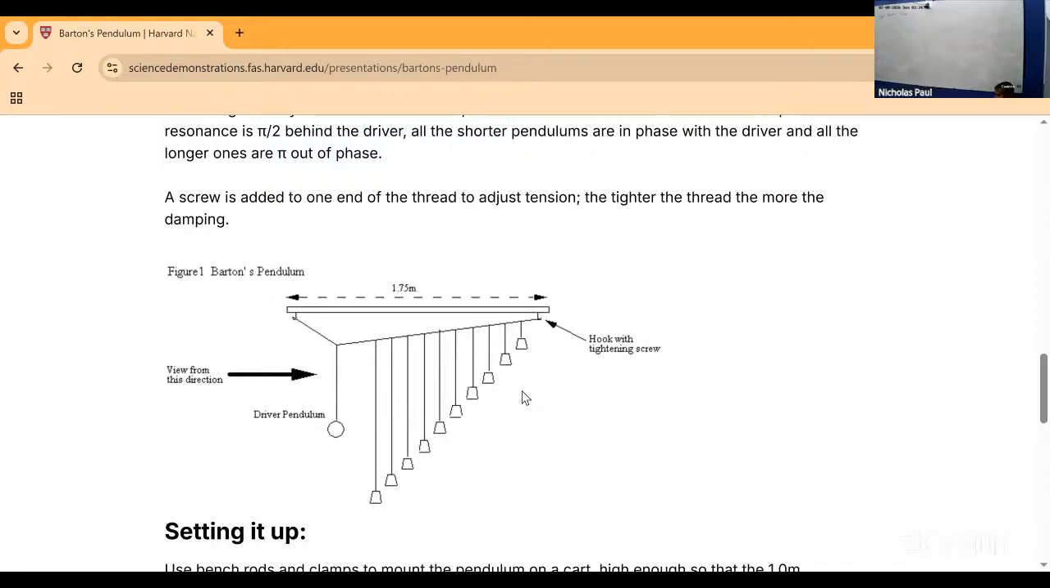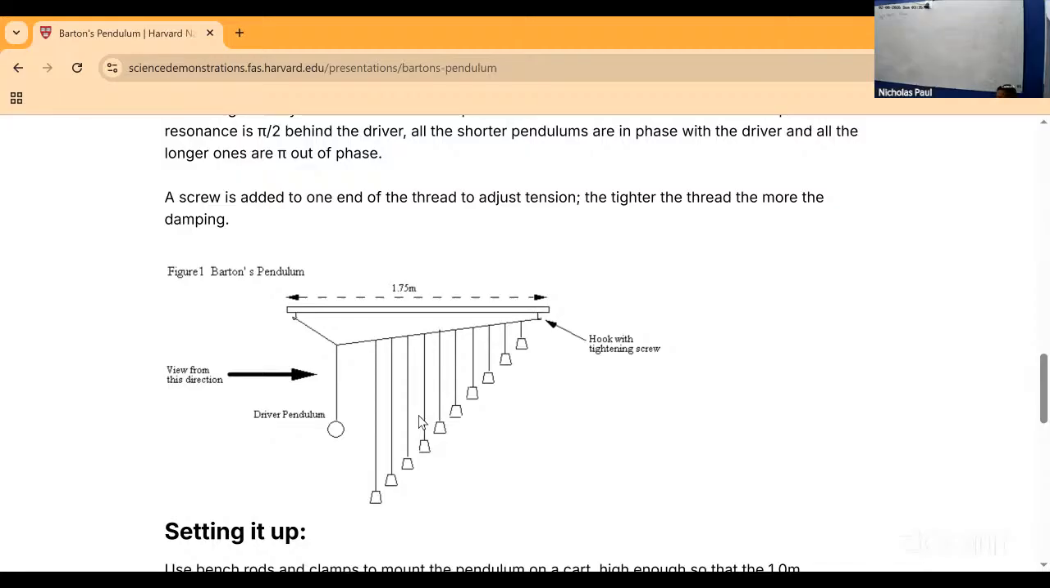They both must have the same frequency. So which one do you think might have the same frequency? Yeah. It has to have the same frequency as the driver pendulum. So it's the fifth one, right? The one of equal length should have the same frequency.